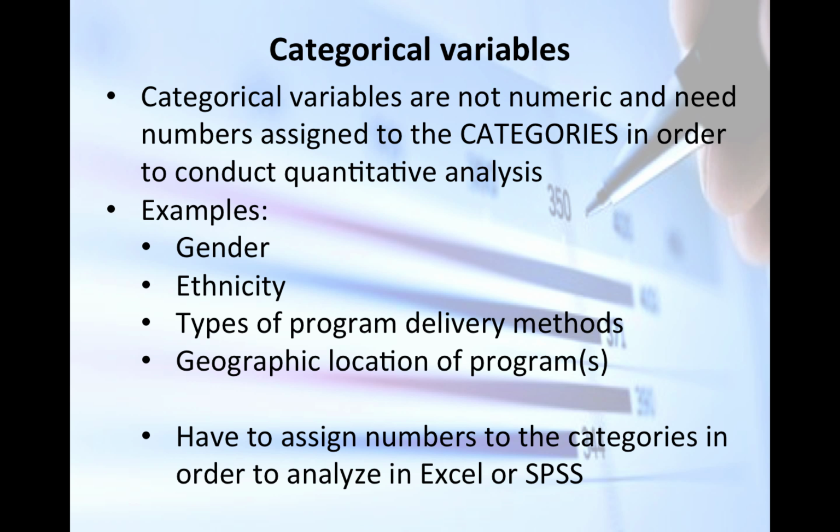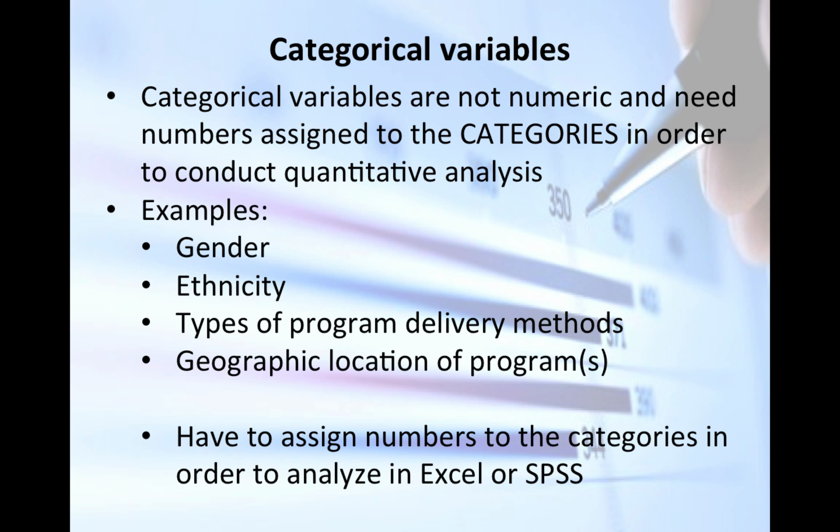With categorical variables, you actually have to assign a number to them. And so they come to you as whatever numbers you assign. So you may be collecting information about gender, ethnicity, the types of program delivery methods, even the geographic location of programs. Maybe there's multiple programs. And you have to assign a number in order to enter this data into either Excel or SPSS. Most likely you are probably using Excel, but if you've had statistics, you may also be using SPSS. And if you are, you can't enter words, you have to enter numbers.